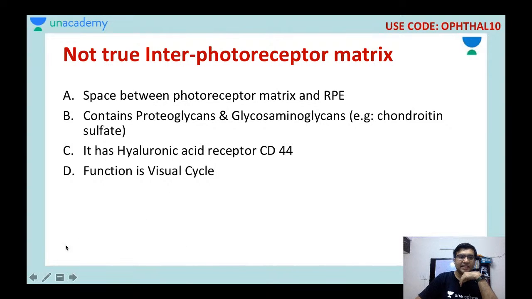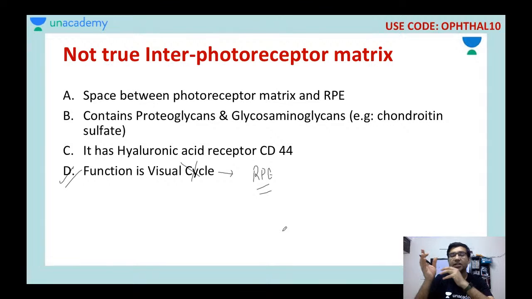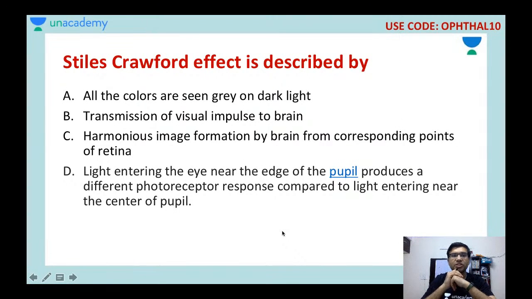Very good. The answer here is, as Danish has told us, function is visual cycle. Now this is not the function of the interphotoreceptor matrix. This is the function of the retinal pigment epithelium. The interphotoreceptor matrix basically has an immunological role. It holds the rods and cones together in a matrix, and also protects the retina from any changes in the blood or any infection in the vitreous cavity. So the visual cycle is not the role of the interphotoreceptor matrix. Then we have the next question.